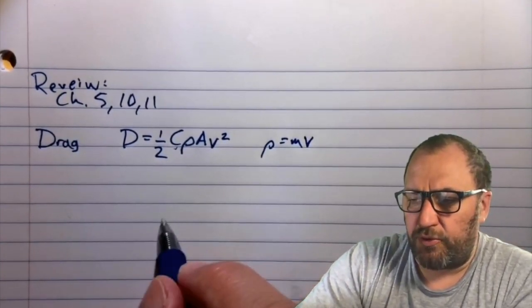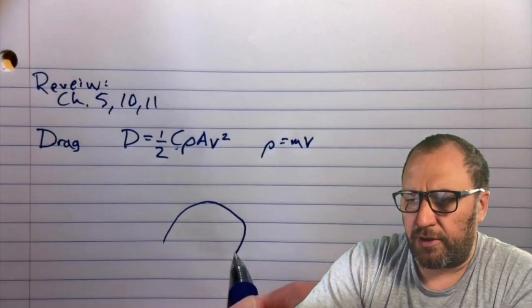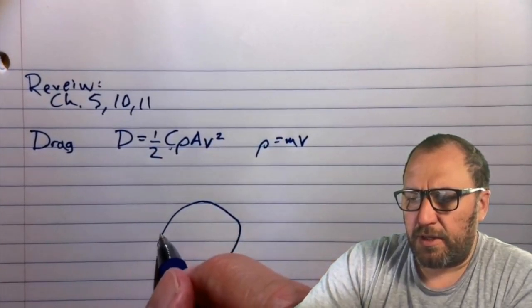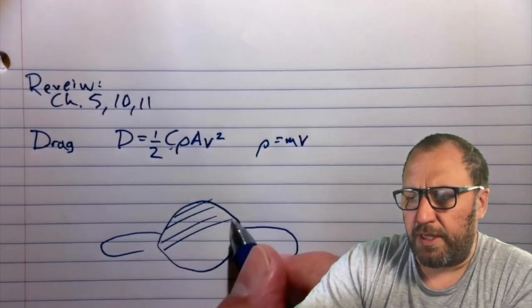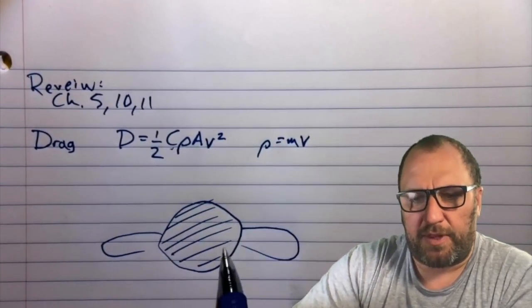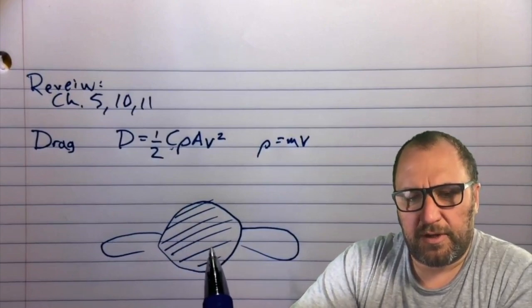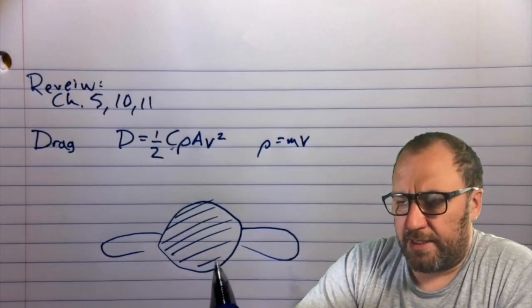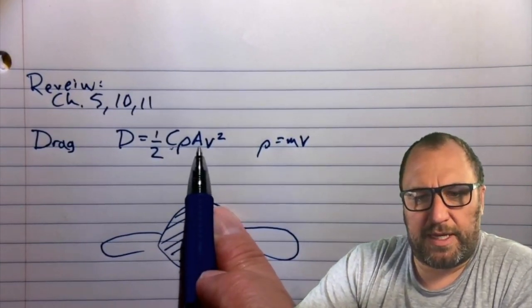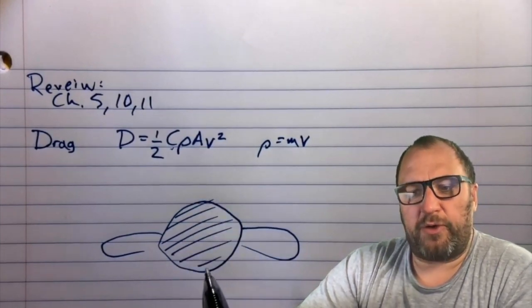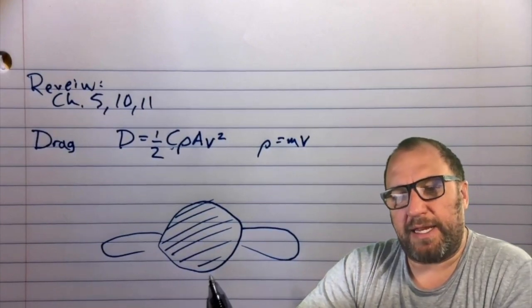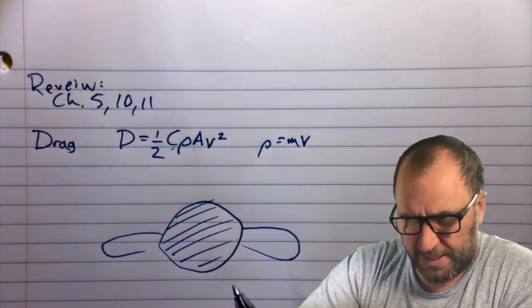So in the case of a blue whale, let's draw our blue whale here. Okay? The cross-sectional area of our blue whale would be like this. So we could come up with an estimate for the area of our blue whale. For a blue whale, we could roughly approximate it as a circle, and we did that in class.